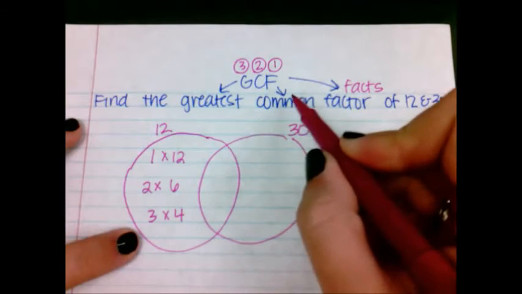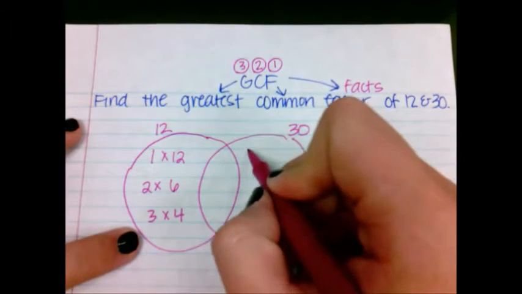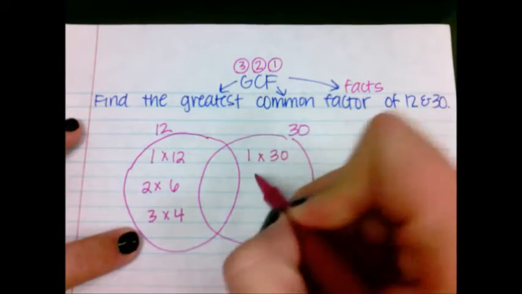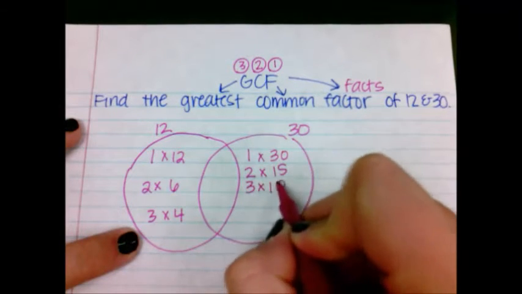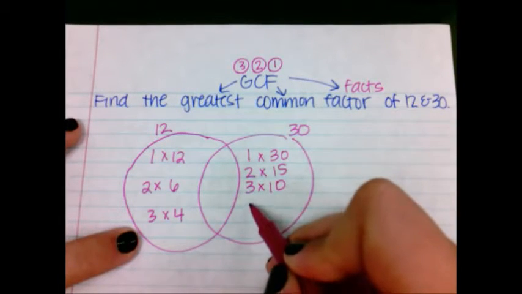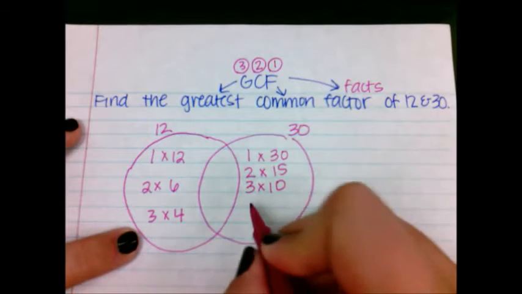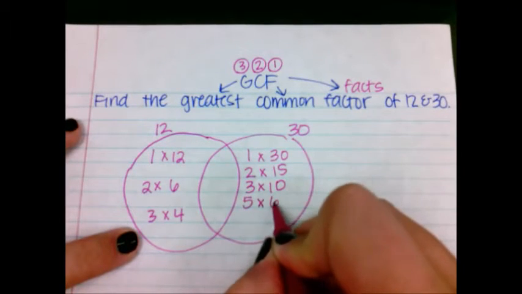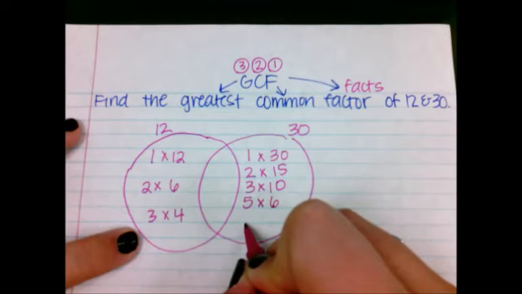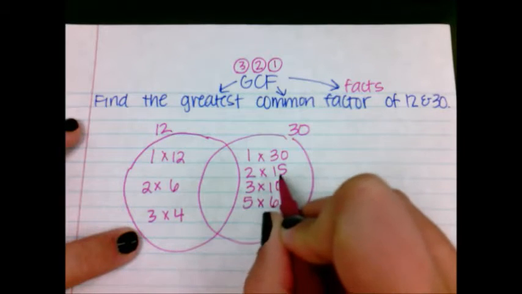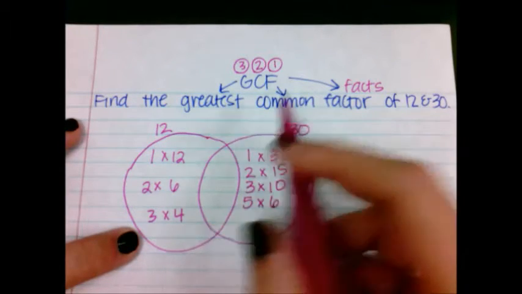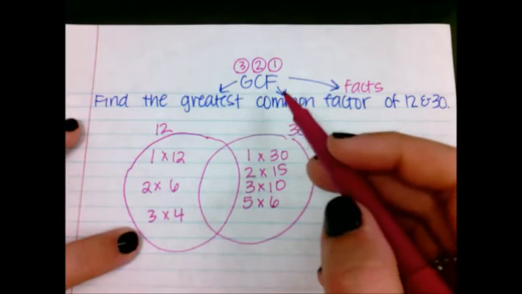So again, I'm going backwards. I'm listing facts of 30. 1 times 30, 2 times 15, 3 times 10. When I think 4, nothing times 4 is going to get me 30. 5 times 6. When I go to check 6, I already have 6. So I would get 6 times 5. The next one I would find would be 10 times 3, 15 times 2, and 30 times 1. I've done all of the facts.